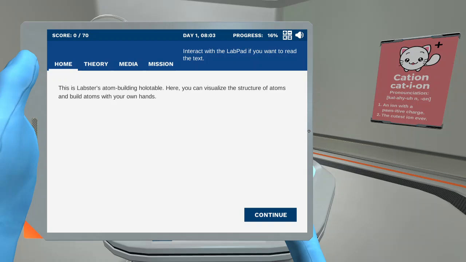This is Labster's atom building holo table. Here, you can visualize the structure of atoms and build atoms with your own hands. Atoms consist of a heavy nucleus made of neutrons and protons and surrounded by lighter electrons. Let's introduce each of the subatomic particles one by one and place them in the atom. Pick the subatomic particle and place it in the atom. First, pick up the neutron from the holo table and place it in the nucleus.